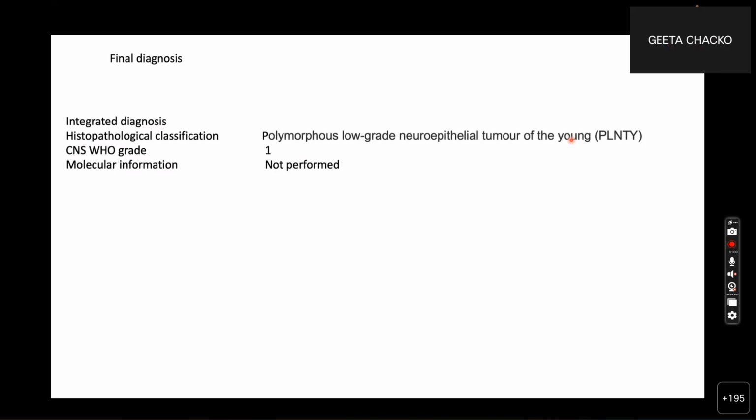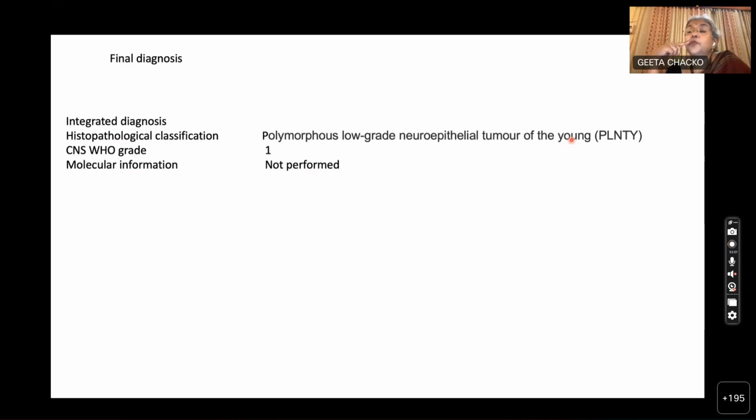So diagnosis in this. Someone else wants to volunteer? Polymorphous low-grade neuroepithelial tumor of the young. Grade 1. And yes, and then what will be your grading? Grade 1.